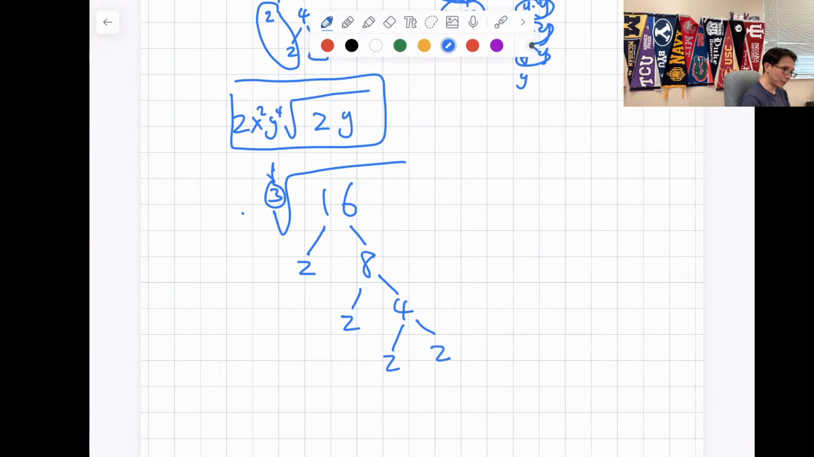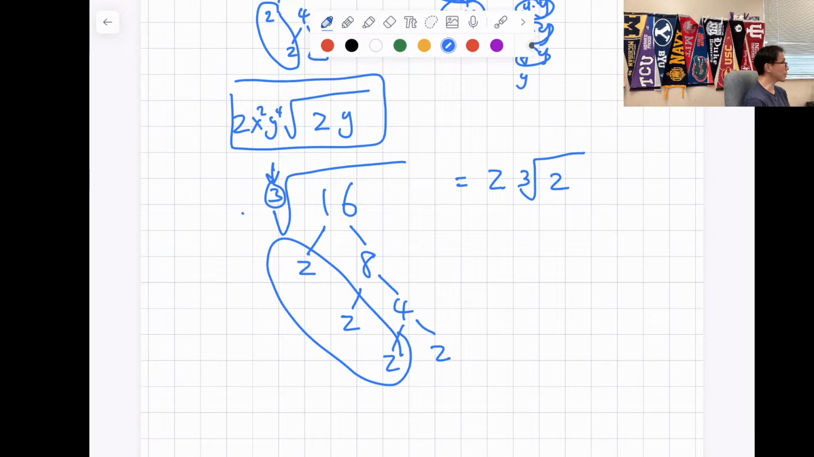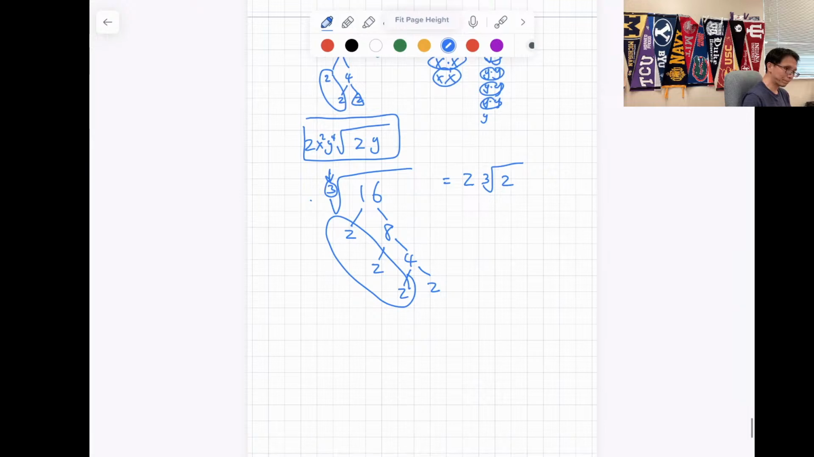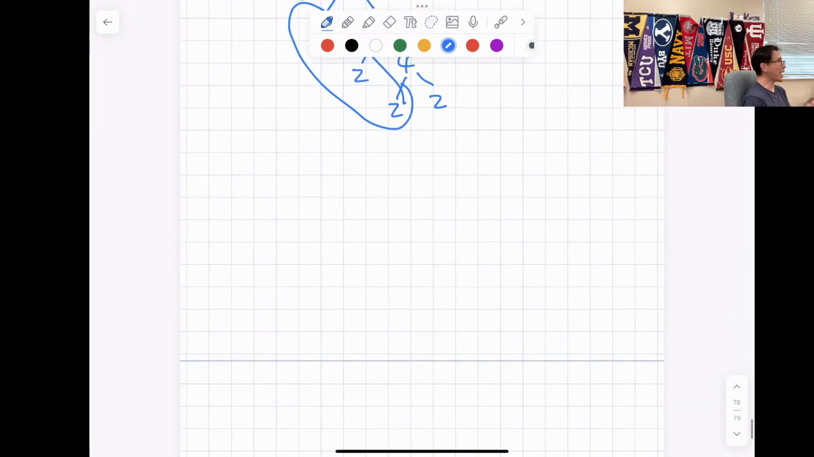Now remember, this is a third root, so you're gonna take out 1, 2. So it'll be 2 third roots of 2. Does that make sense? Because now each group is gonna be 3 things. Am I going too fast? Okay. I'm gonna add a little bit different things into it now.